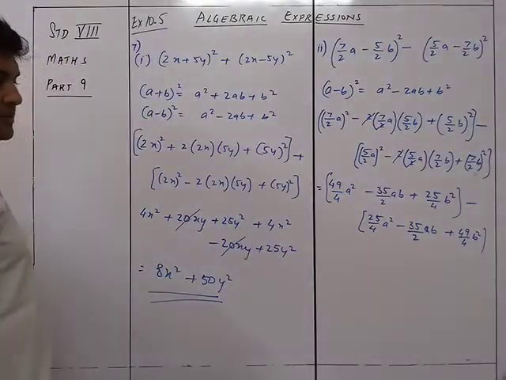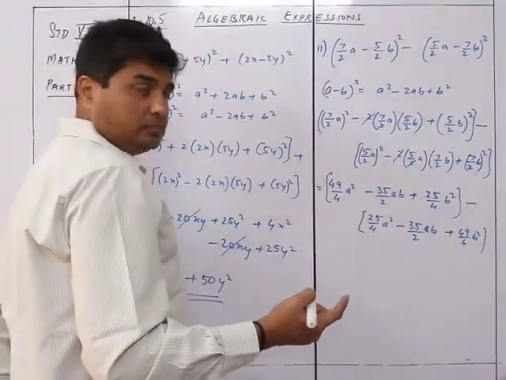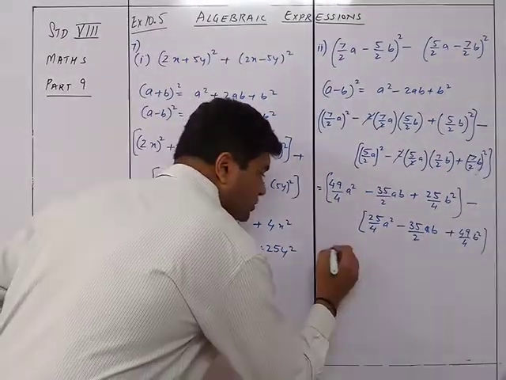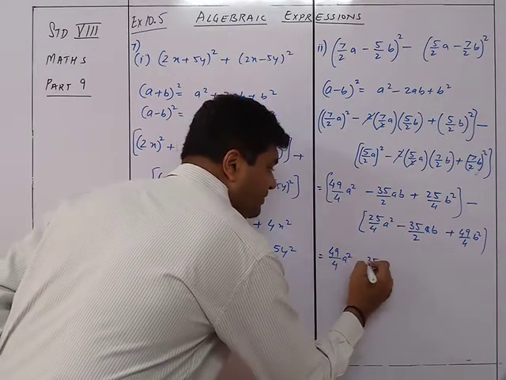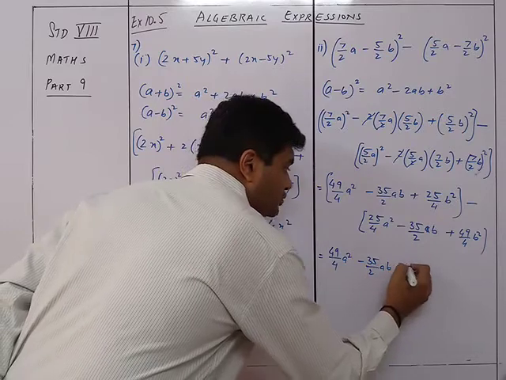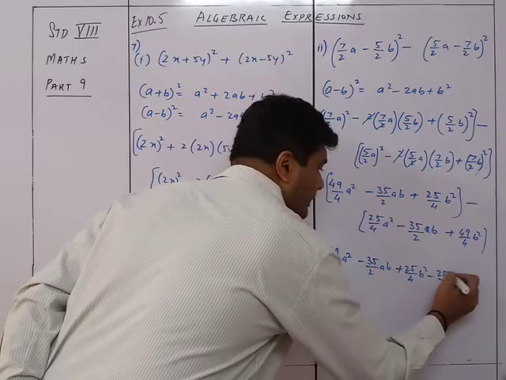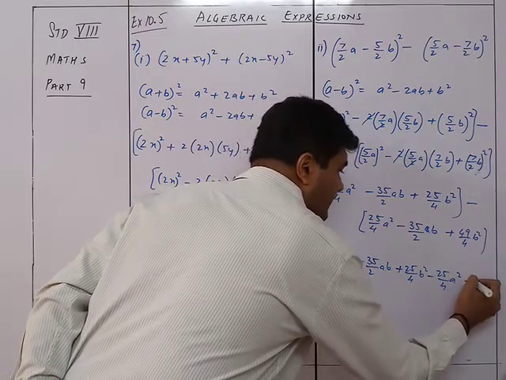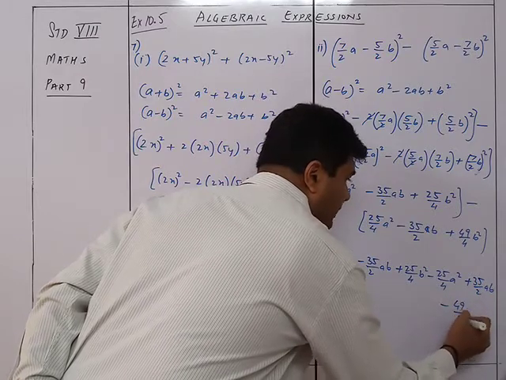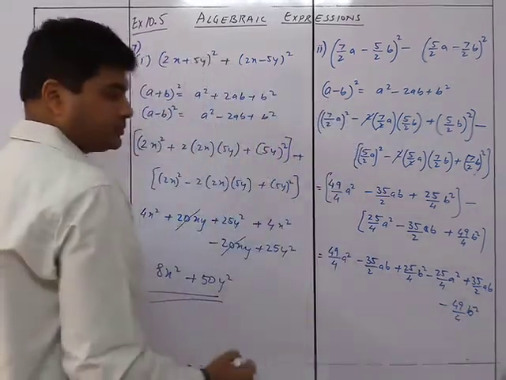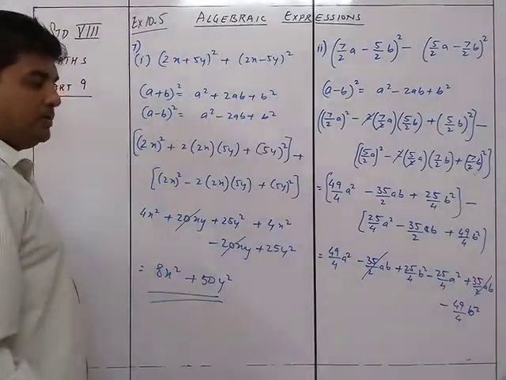Now you open the brackets. When you open the brackets, we are going to take the like terms together. So we are opening the brackets first. It will be 49 upon 4a square minus 35 upon 2ab plus 25 upon 4b square minus 25 upon 4a square plus 35 upon 2ab minus 49 upon 4b square. So the minus 35 and the plus 35 cancel.